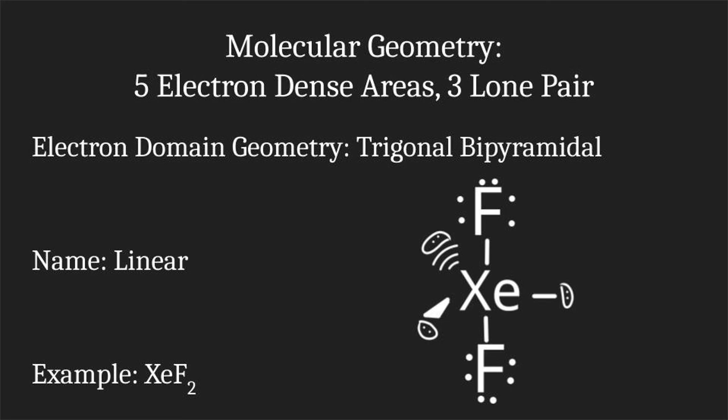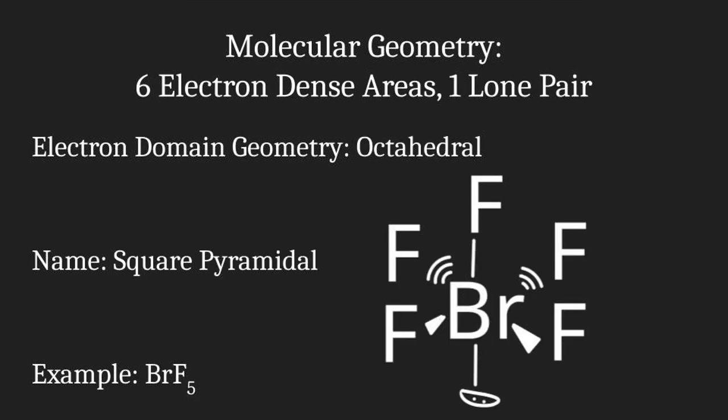be a linear structure. Lastly, there are 4 different molecular shapes that we have to discuss when there are 6 electron-dense areas. Remember that if there are 6 electron-dense areas, our electron domain geometry will be octahedral. The first shape is when there are 6 electron-dense areas and one of them is a lone pair. We call this shape square pyramidal, and a good example of this is BrF5.